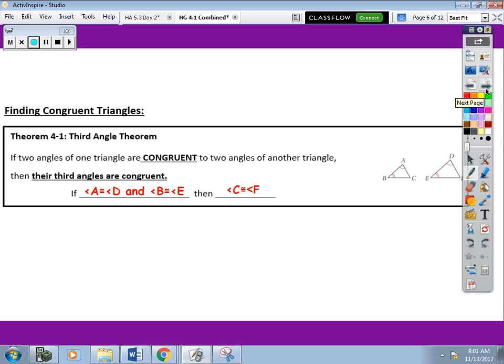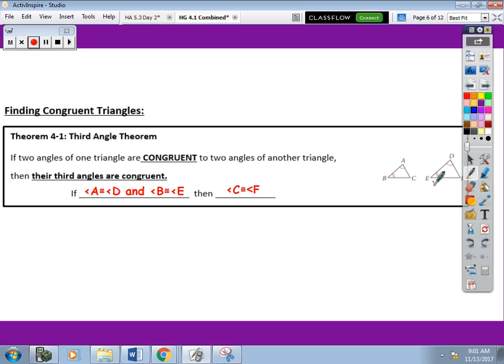New theorem, the third angles theorem. What the third angle theorem tells us is that if you know 2 angles are congruent to 2 angles, you can conclude that the third angles have to be congruent, and that's basically because of triangle sum. So if angle A is congruent to angle D, and angle B is congruent to angle E, then angle C has to be congruent to angle F.